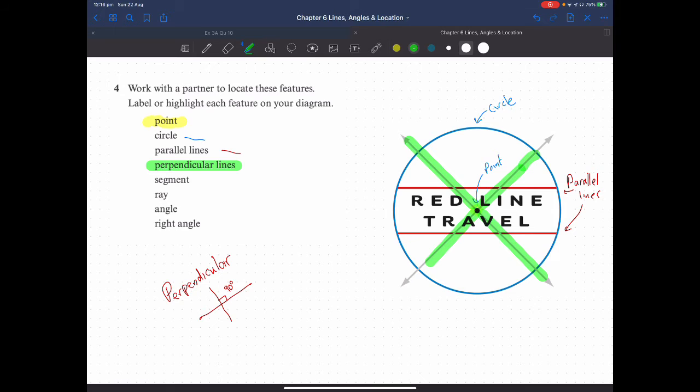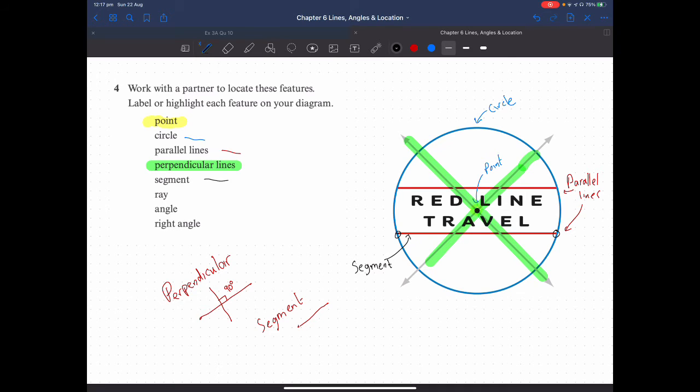The next thing it asks is a segment. A segment is a line that has a start and a finish. You don't always have points drawn like I have done there. If we look at our red lines, they start on the blue circle and they finish on the blue circle. So a red line on this diagram is a segment.